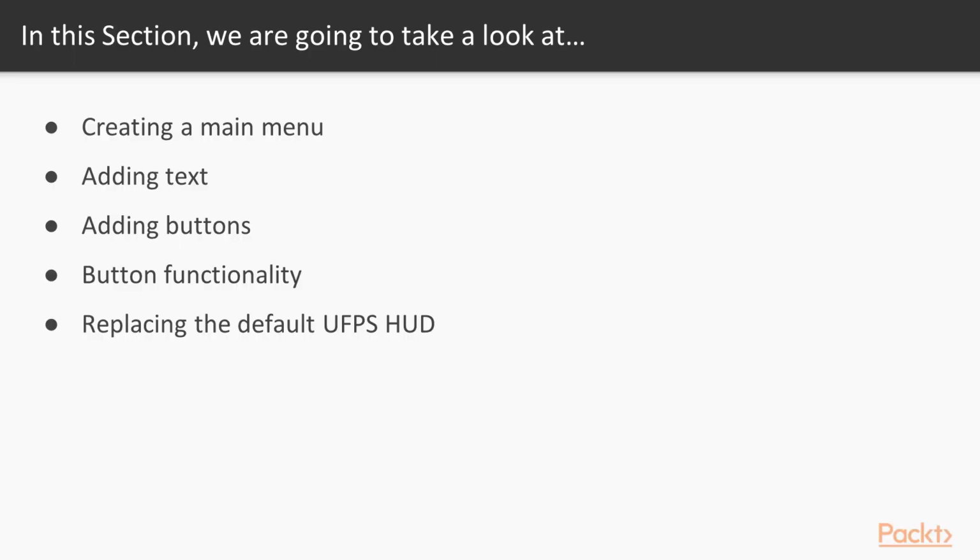Over the course of this section, we're going to first look at creating a main menu, and that's going to expose you to things like the text property, buttons, and making buttons actually do stuff. And then afterwards, we're going to learn how to replace the default UFPS HUD with one of our own creation. To get started, we're going to start by creating a main menu.